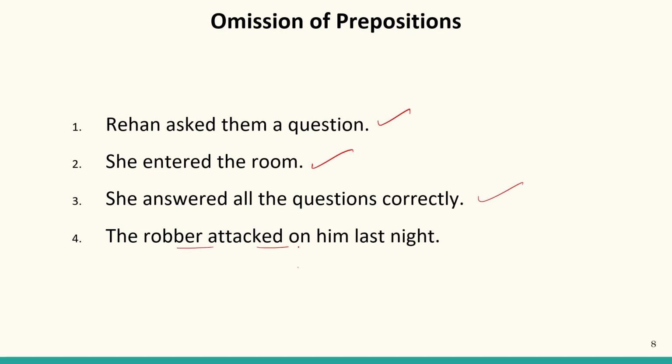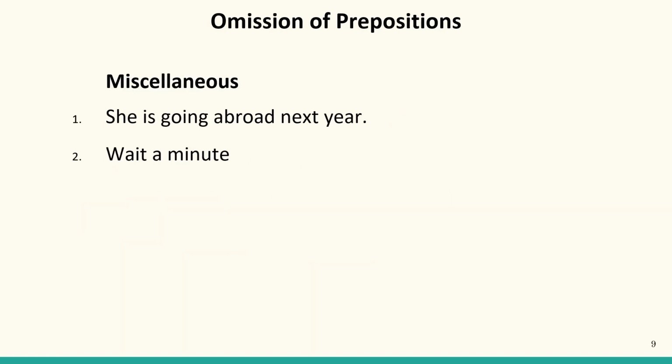The robber attacked on him last night. Now, he has attacked. Whom did he attack? He attacked him. So there is no preposition required. So the correct sentence will be the robber attacked him last night, not attacked on. Because attacked simply means to strike someone, to beat someone, anything. So the preposition on is not required over here.